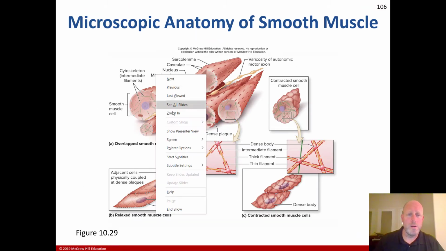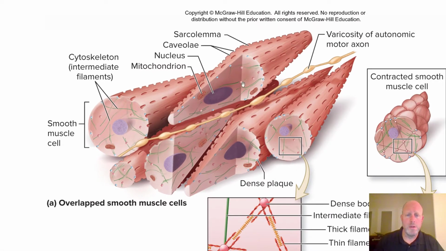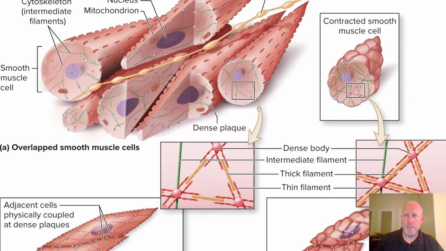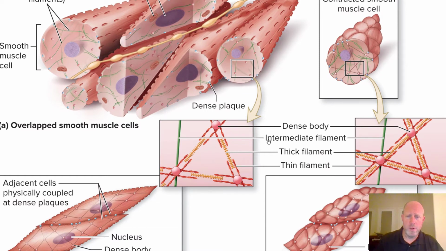So you can see here, looking at our smooth muscle, we have the sarcolemma, and then we have our caveolae, little invaginations there, the nucleus, the mitochondrion. We have our cytoskeleton intermediate filaments within that smooth muscle cell. Some dense plaque here, and showing that dense plaque. Actually, I'll get to the contracted smooth muscle cell in a second. A little broader view here, the dense body and the intermediate filament.